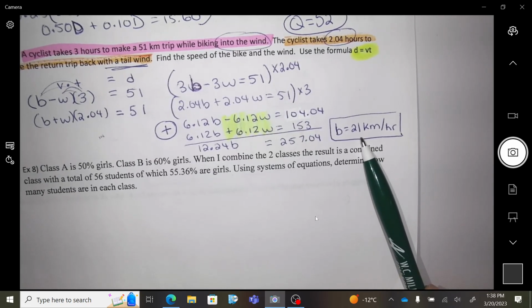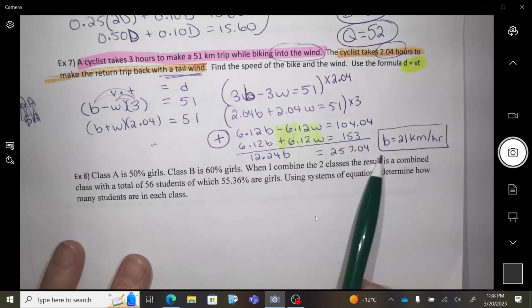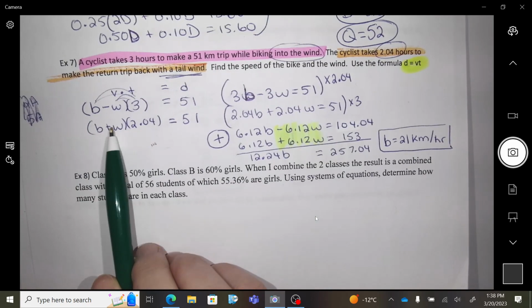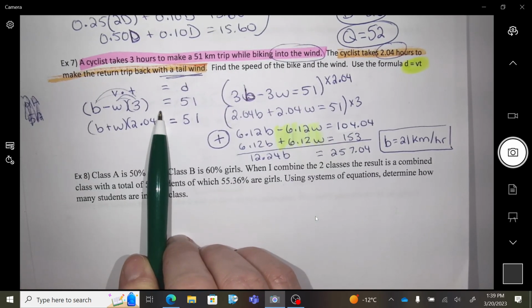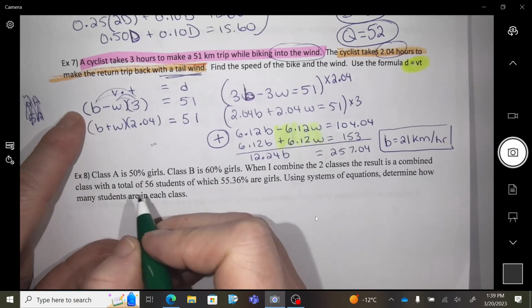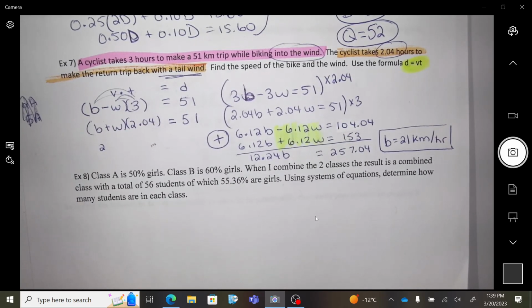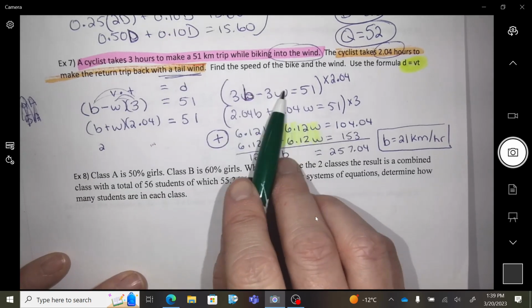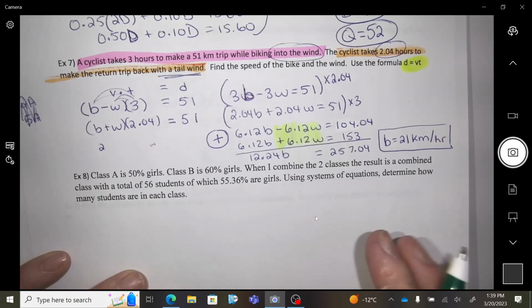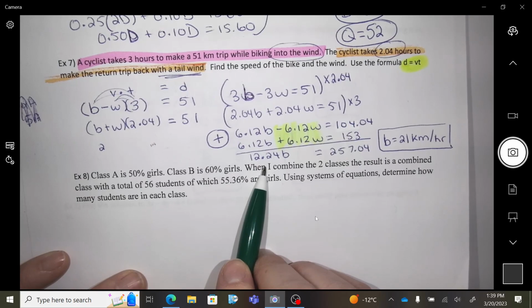So what is the wind speed? Where are you going to go to put that in? You have to plug it into one of these. I'm going to pick the first one, it looks a little bit easier. Or I could plug it in here too, I guess. The very last step, you divided by 12. Yeah, I divided by 12.24.